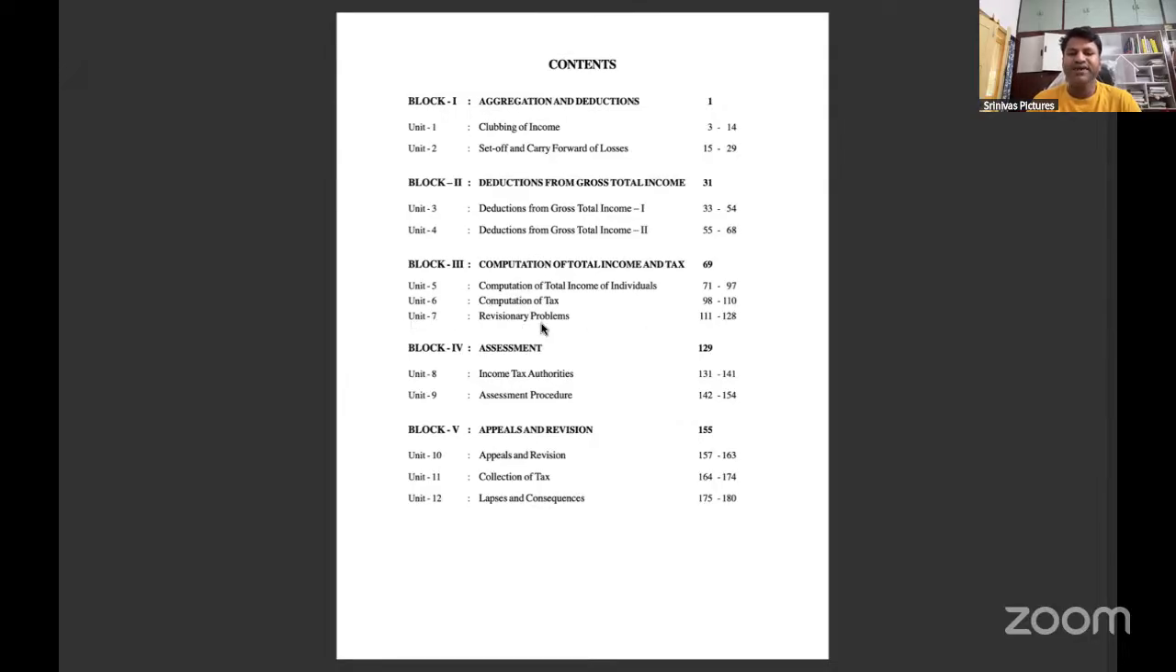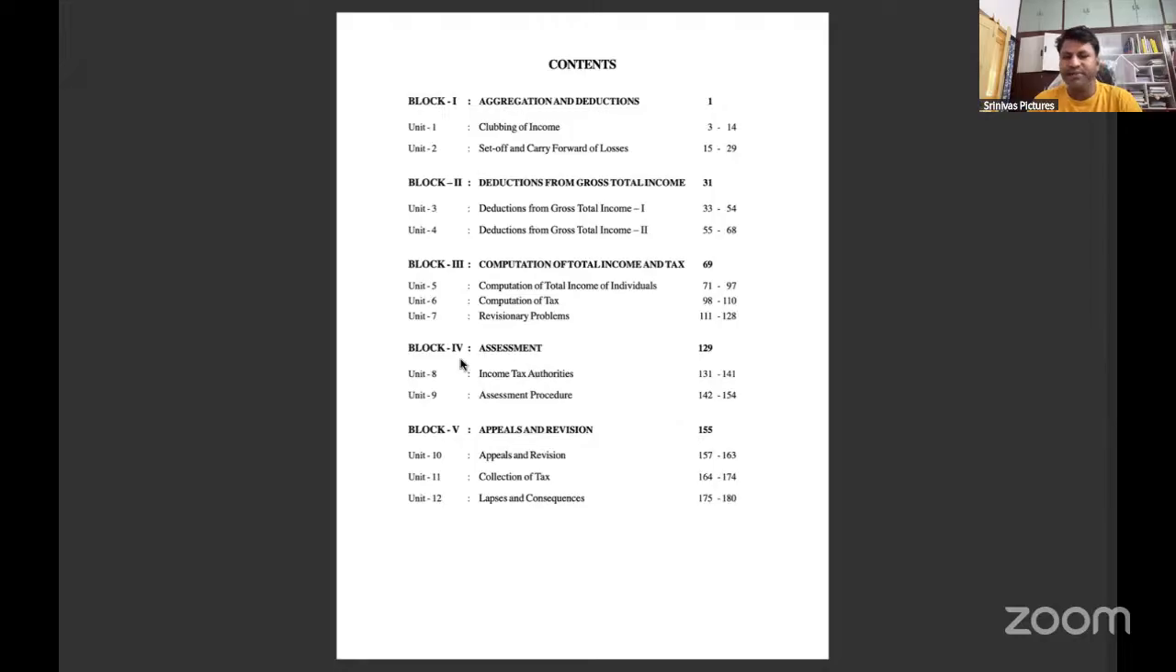Unit 7 talks about these 5th and 6th related topics, revisionary problems. Here 90% of the syllabus is covered by these block 3 only. So next one is block 4.